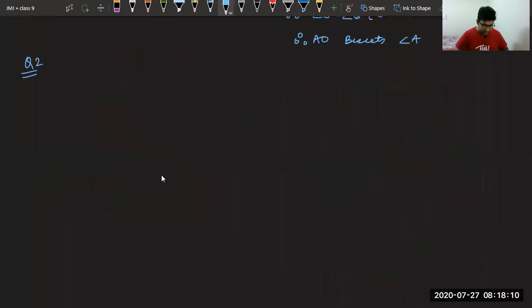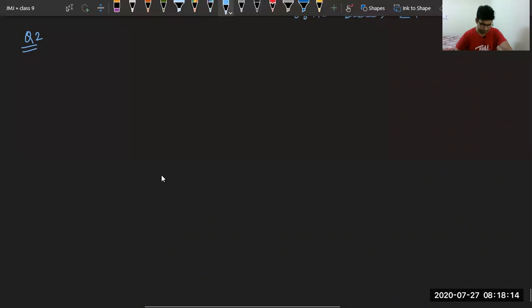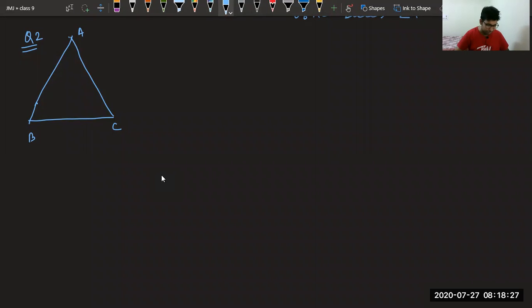In question number 2, we have a triangle ABC, like this. In these questions, figures are more important than the question itself. If you draw the figure properly and try to understand it, it will make it easy for you to solve it. Now, ABC is a triangle in which AD is a perpendicular bisector.